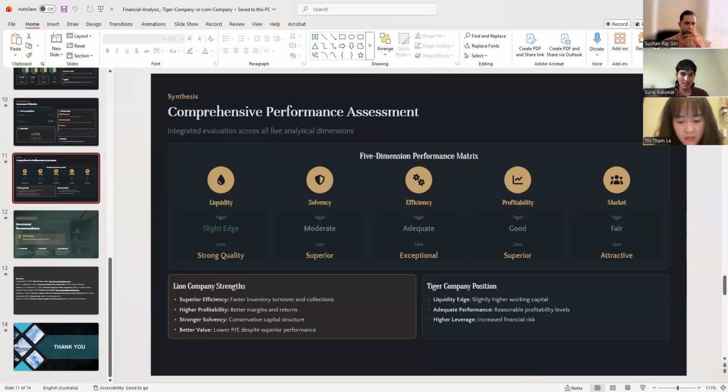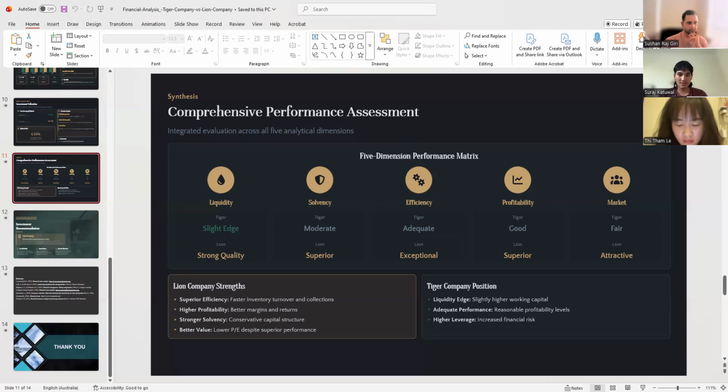Moving on to the next slide, slide 11, market perspective ratios. From a market perspective, Lion again appears more attractive. Lion's price earnings ratio of 13.70 is substantially lower than Tiger's 19.69 despite stronger performance. This suggests that Lion is undervalued relative to its earnings. However, Lion's superior fundamentals imply greater dividend sustainability and growth potential.